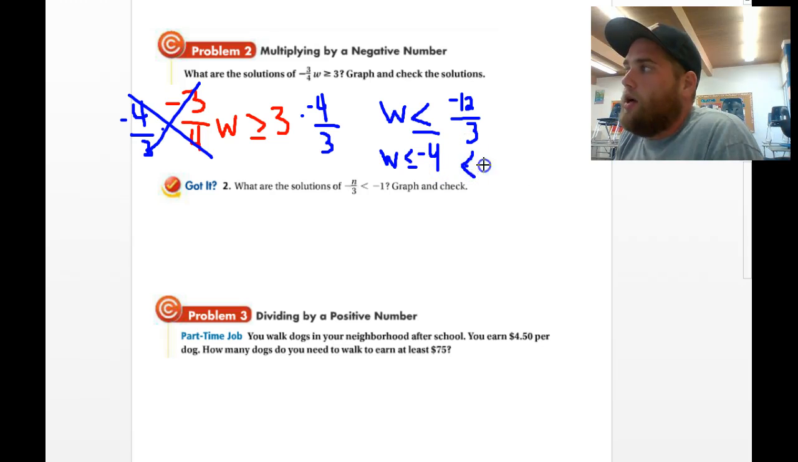So I draw my thing here. I got -4 here. I have 0 here. And so we want a closed circle this time, right? Because we have the equal sign. And we're going to go this way.